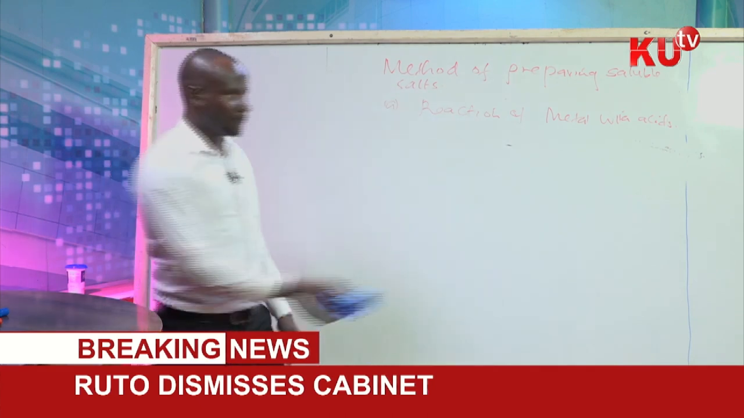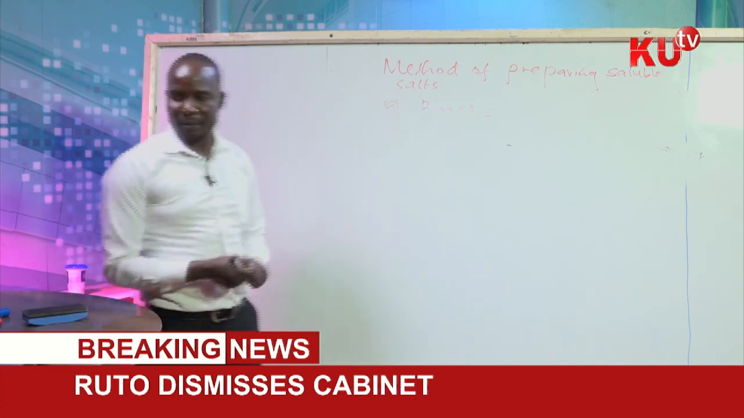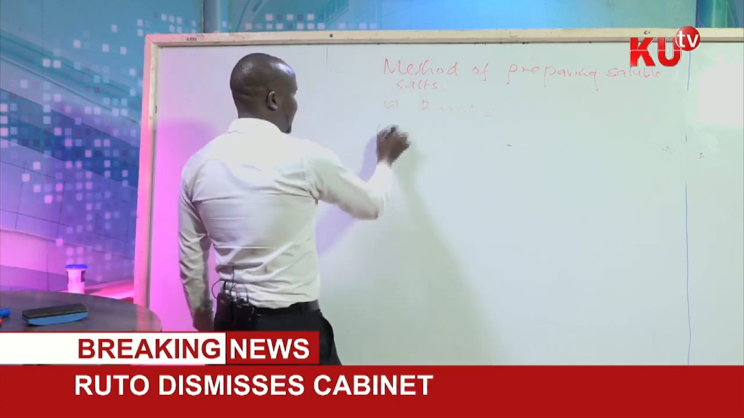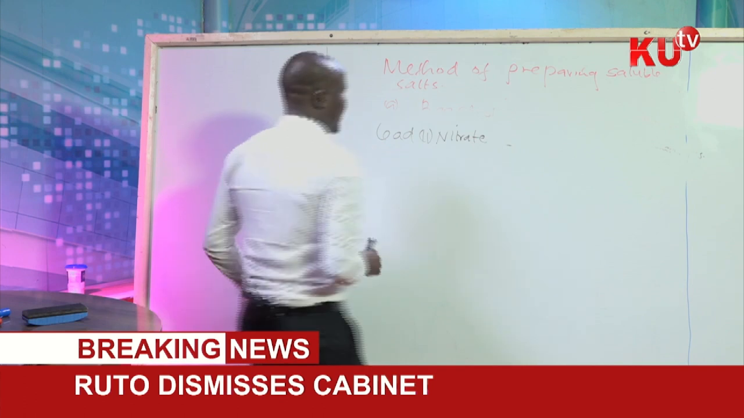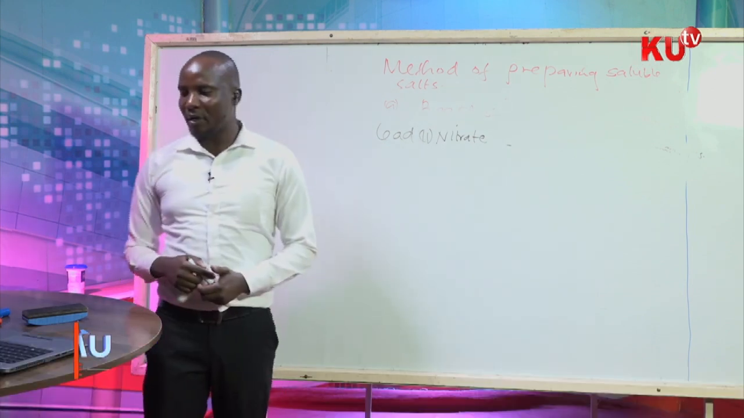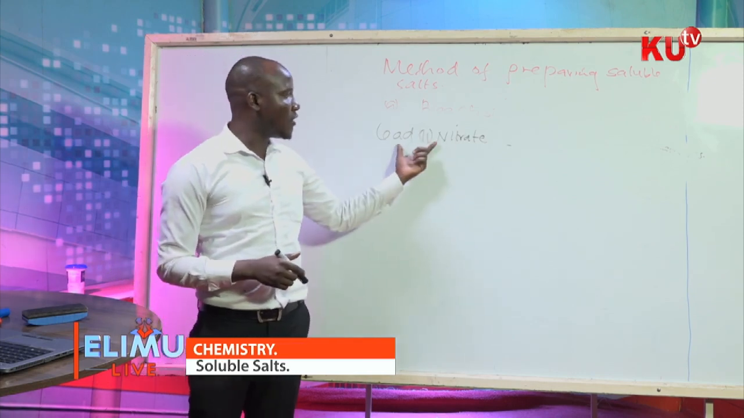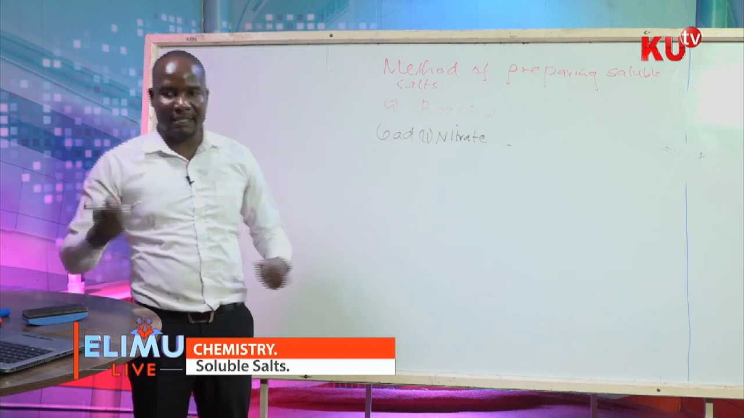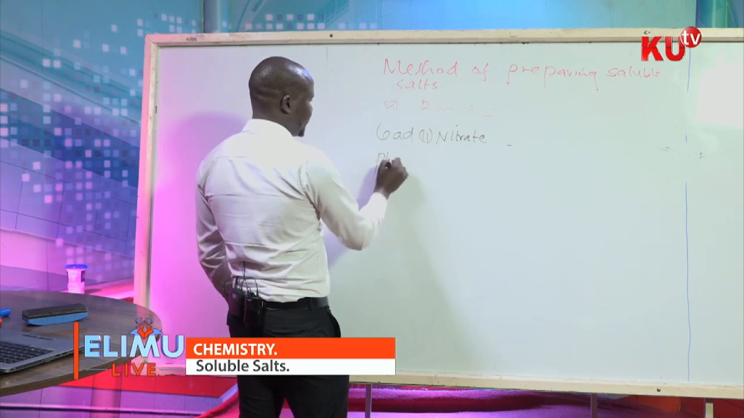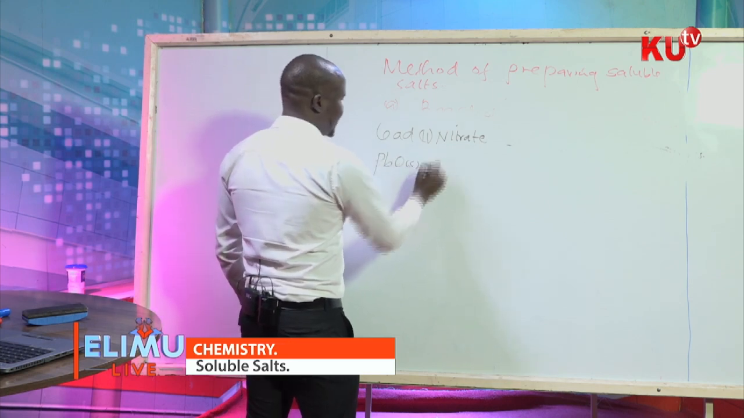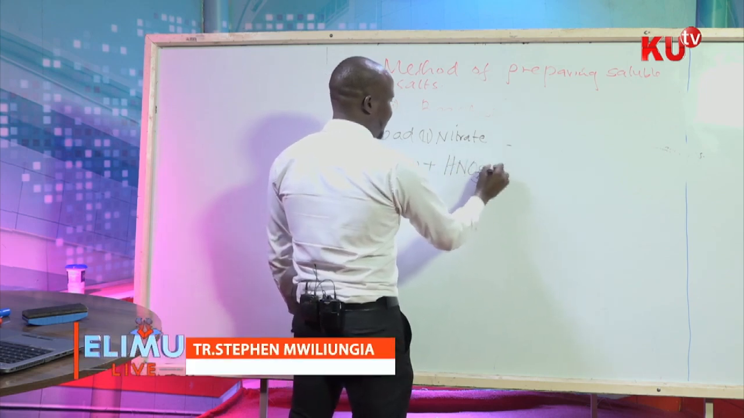For example, the salt that can be prepared by the reaction of lead oxide and dilute nitric acid is lead 2 nitrate. I write for you one chemical equation for the reaction between lead oxide, an insoluble base, and a dilute nitric acid. For instance, we have lead oxide solid plus a dilute nitric acid.